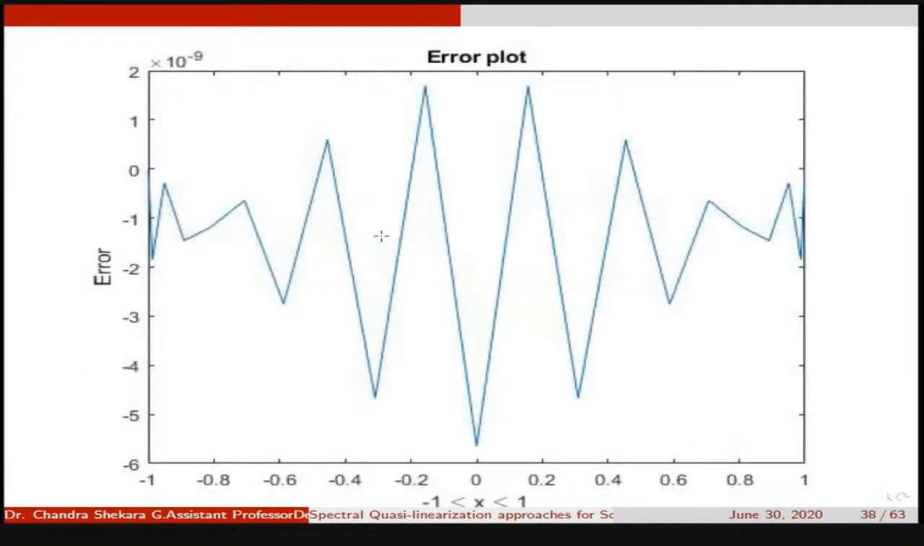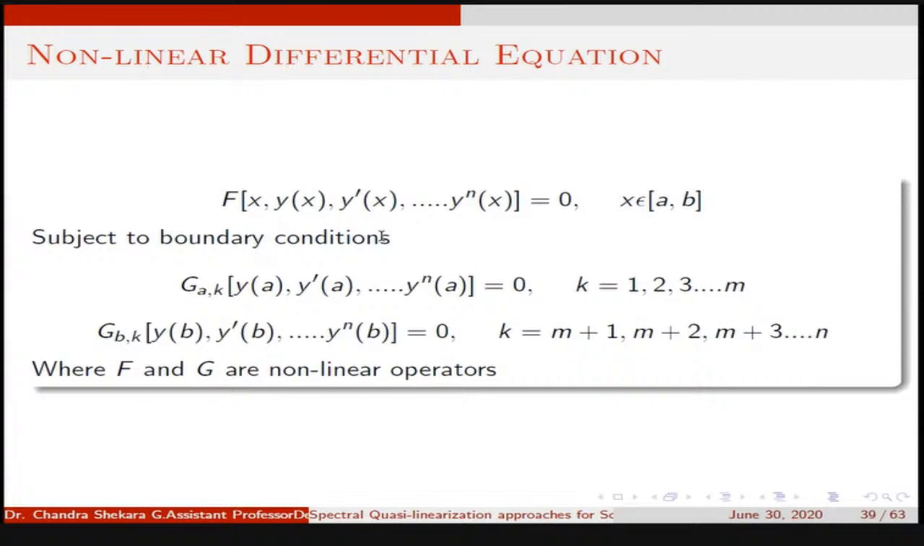Then I'll consider an example from fluid mechanics as a nonlinear differential equation. I'll just demonstrate how to solve this nonlinear differential equation using the collocation method. So this is the nonlinear differential equation, where F is the nonlinear operator, subject to the following boundary conditions: G A, the left boundary condition, and G B, the right boundary condition. Here F and G are nonlinear operators. So how do we use the spectral collocation method to solve this nonlinear differential equation?